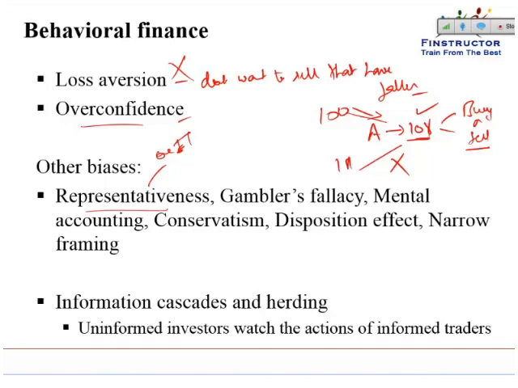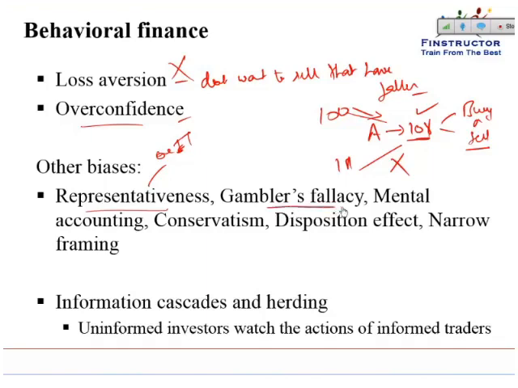So a good company doesn't necessarily mean a good stock, whereas a bad company may be a very good stock if the earnings are expected to improve and valuations are not that demanding. So representativeness is when we extrapolate one thing to another without a sound rationale.